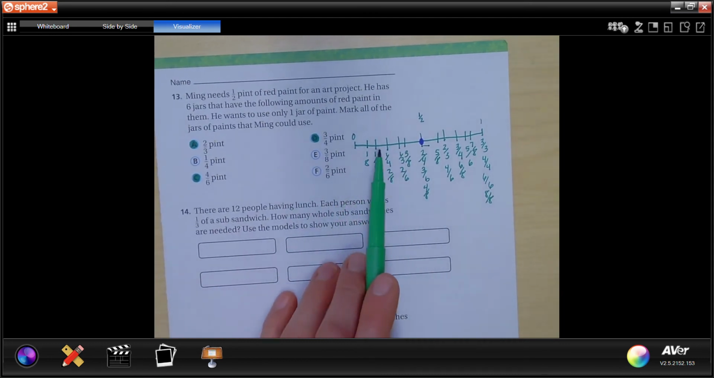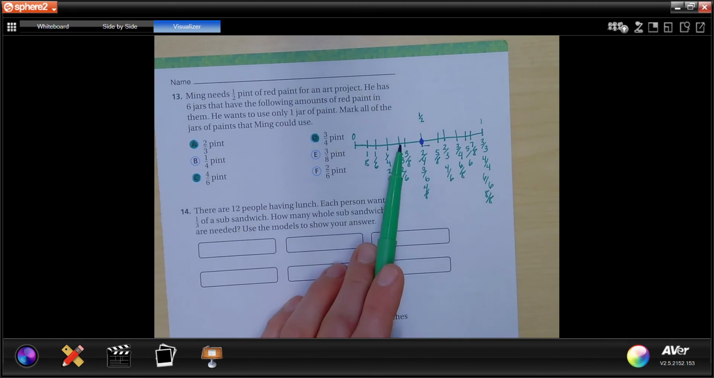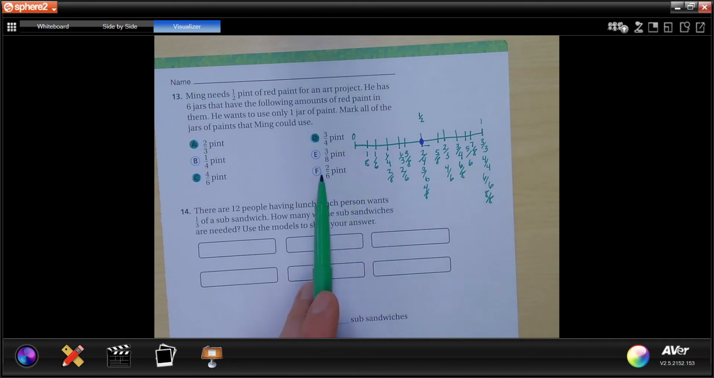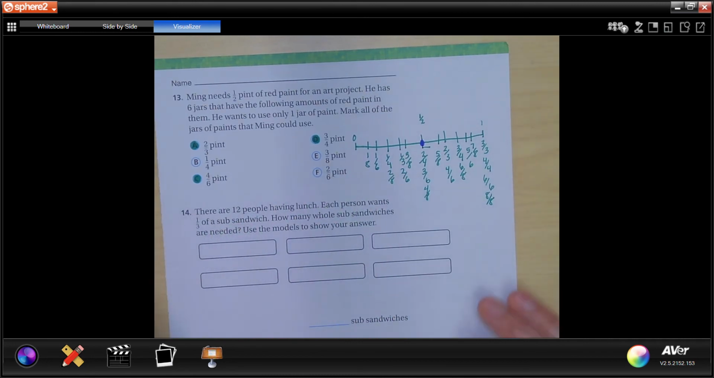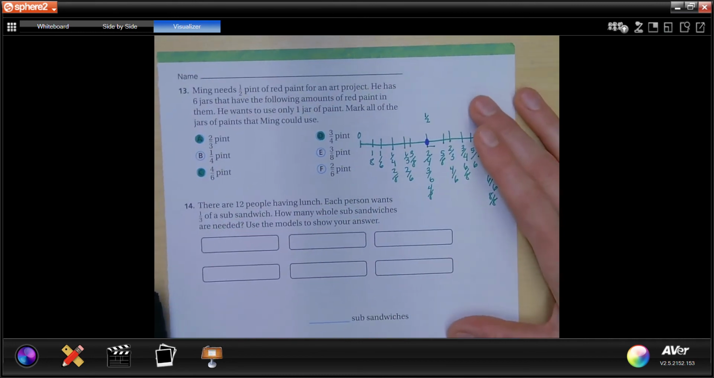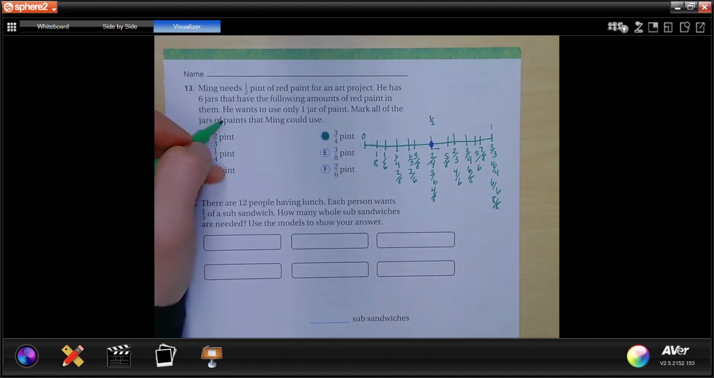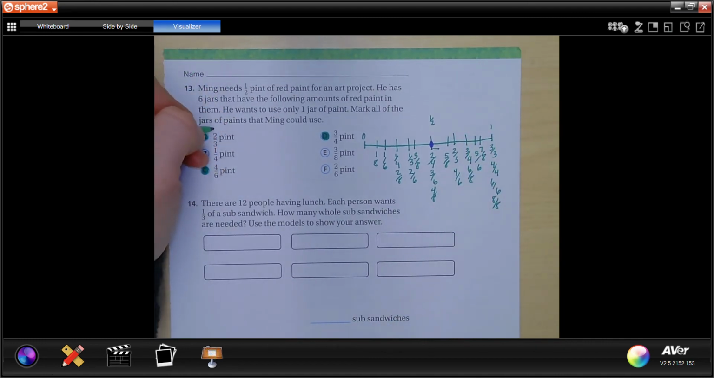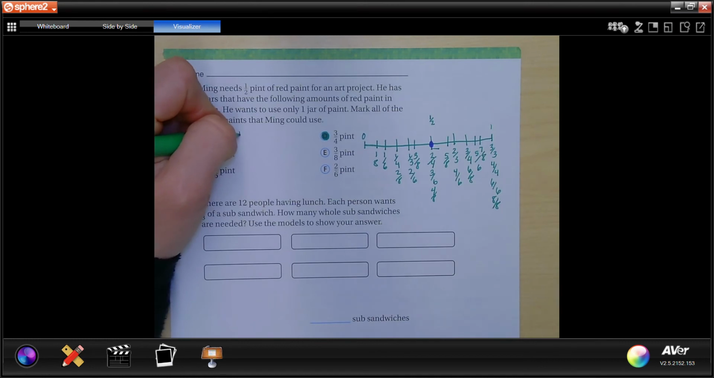And what about 2/6? 2/6 is right here. Is that less than or more than a half? It's less than, so it is not enough. There's also another way we can do this. So we know that he needs a half a pint. So 2/3, we can compare it to 1/2.